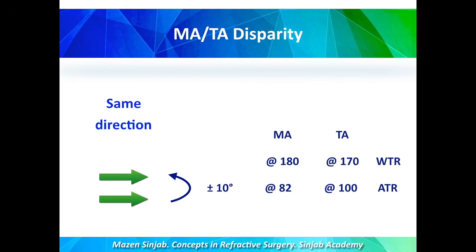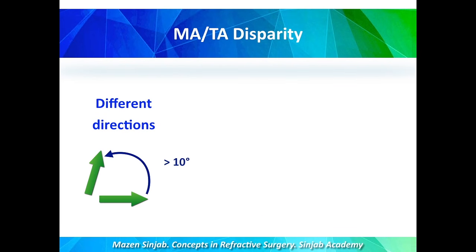The other example is manifest astigmatism at 82. The topographic astigmatism is at 100. Both are with the rule and they are of the same direction because the difference is 8 degrees. This is a case of oblique astigmatism for both manifest and topographic astigmatism, but both are of the same direction because the difference is 9 degrees.